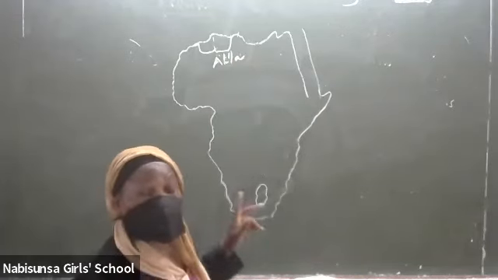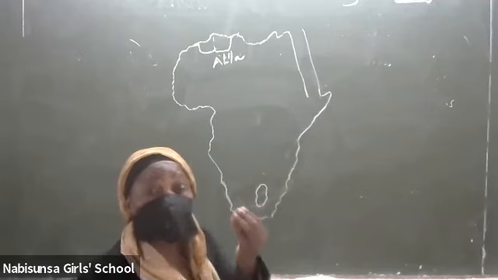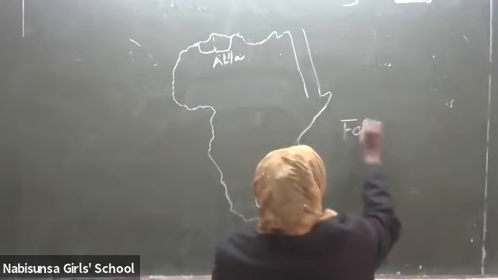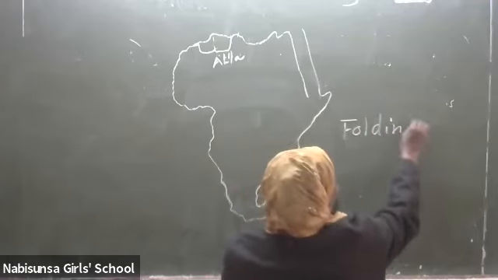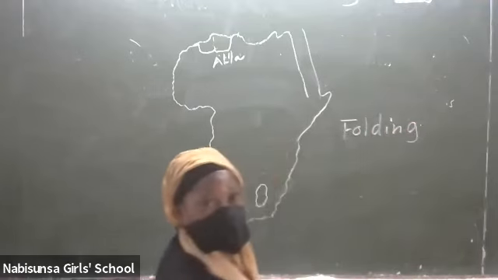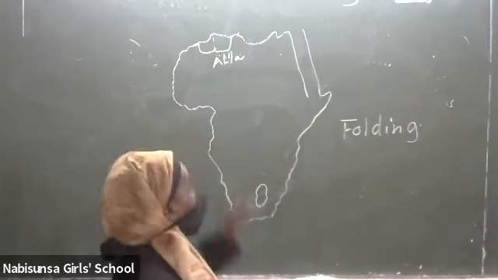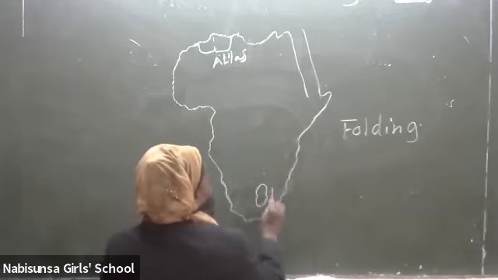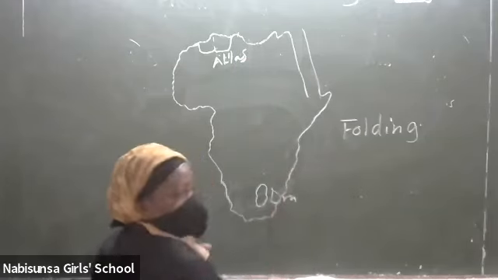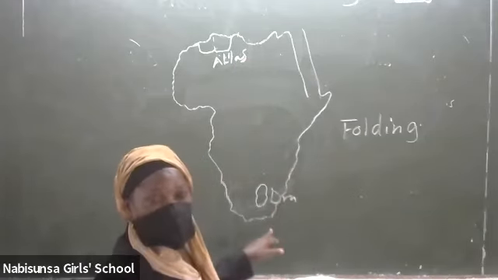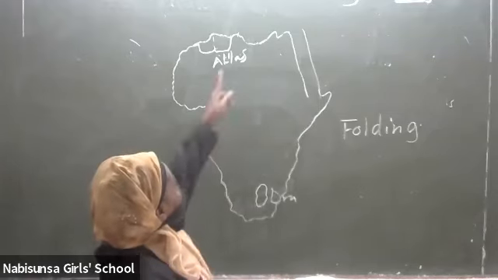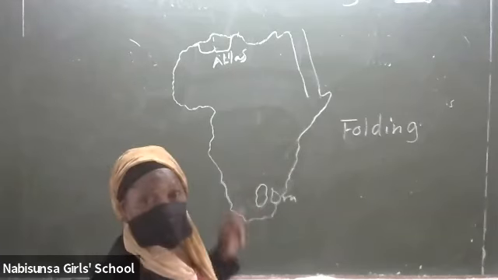Both were formed as a result of folding. That is the process for the formation of the Atlas Mountains and the Drakensberg Mountains. The Drakensberg is in the southern part of Africa, in South Africa. These ones are the major ones.